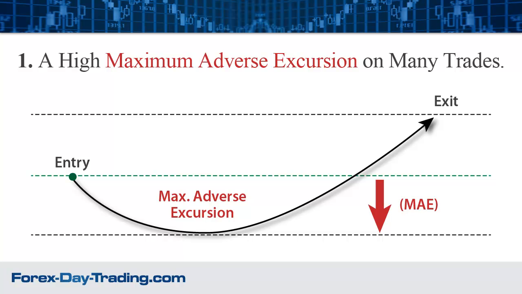1. A high maximum adverse excursion on many trades. Maximum adverse excursion, or MAE, is the maximum amount of pips an open position goes against a trader before the trade is closed. For example, if a trader makes 10 pips on a EUR/USD trade, but the position was down a maximum of 20 pips at one point in time while the trade was open, it is said that the MAE on that trade was 20 pips. The diagram below perfectly illustrates the essential concept of MAE.